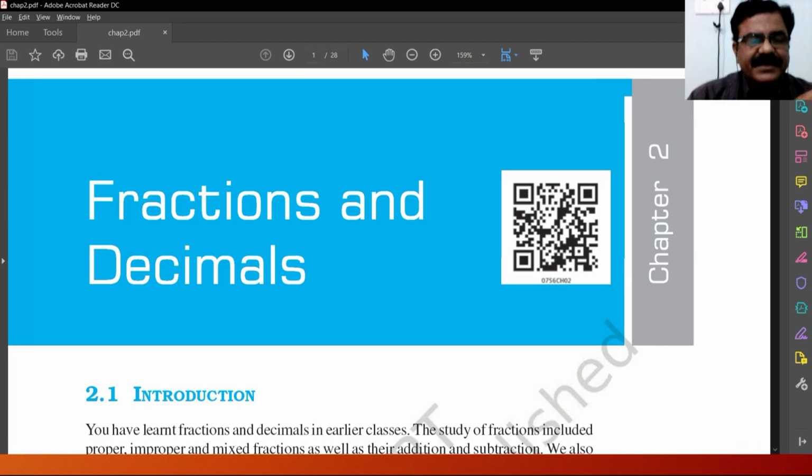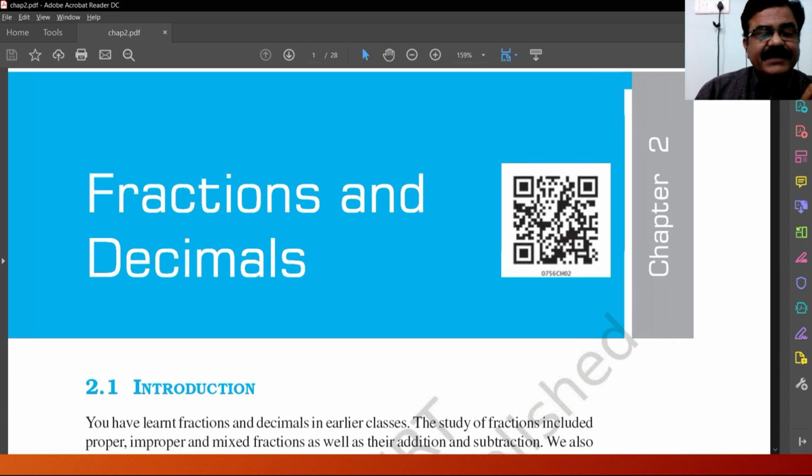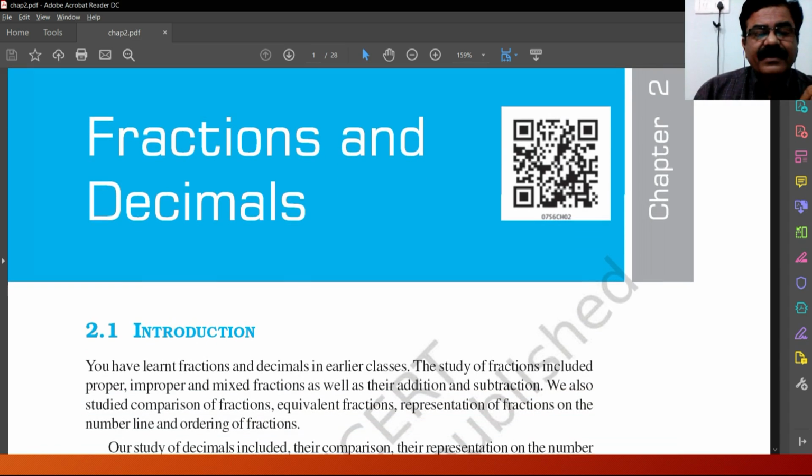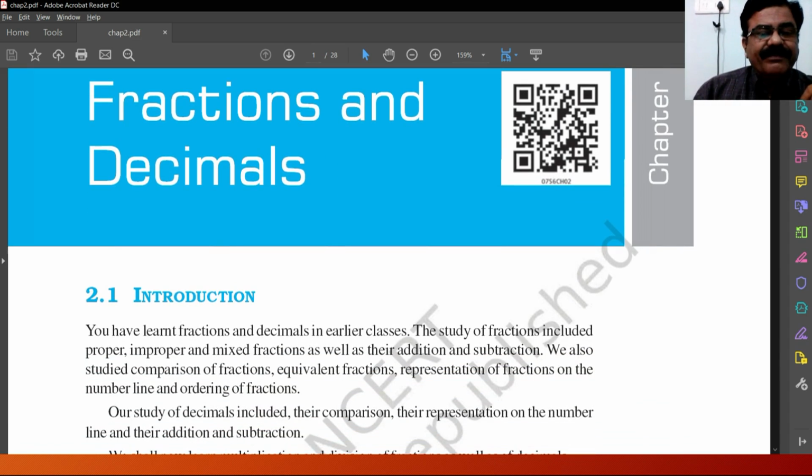Now students, you see our NCERT book. In the NCERT book, you see that you have learned fractions and decimals in the earlier classes. The study of fractions included proper, improper and mixed fractions as well as their addition and subtraction.